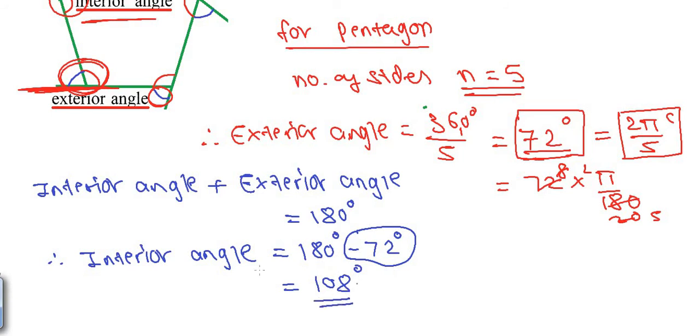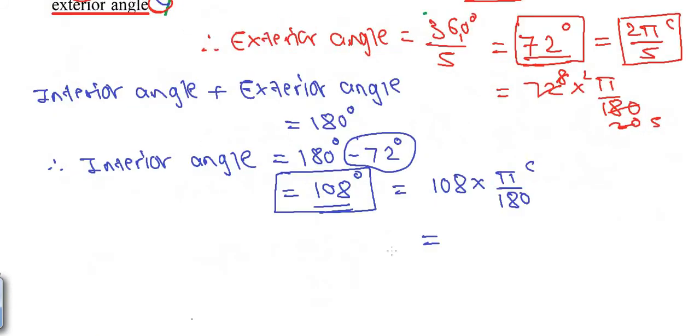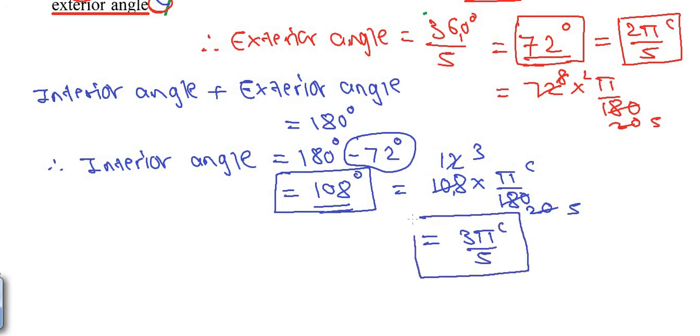Let us now convert this into radian measure. 108 into pi by 180. Let us divide it by 9 first. 9 ones are 9, remainder 1, 9 2s are 18, 20. Now we can divide it further by 4, 4 3s are 12, and 4 5s are 20. So this is 3 pi by 5 radian. Interior angle in terms of radian measure for a pentagon.